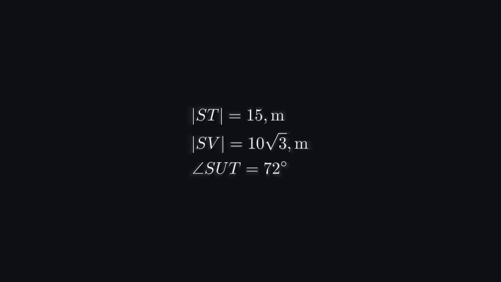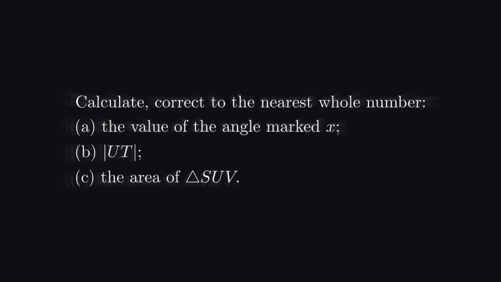We are told that length of ST equals 15 m, length of SV equals 10 square root of 3 m, and angle SUT equals 72 degrees. We are asked to calculate three things: the value of the angle marked x, the length of UT, and the area of SUV. All answers should be given correct to the nearest whole number.